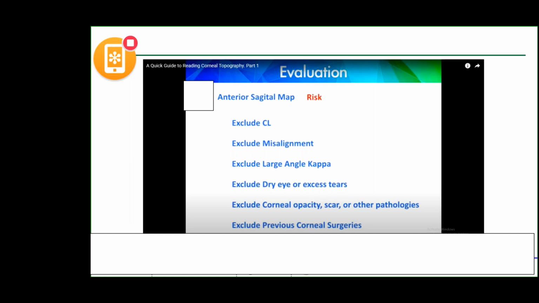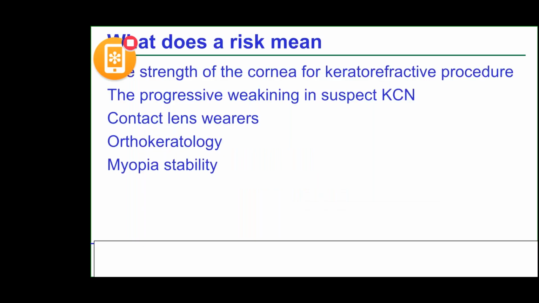You got to exclude dry eyes. You got to exclude corneal scars and other pathologies, and also exclude surgeries. Exclude anything. You got to take a good history. So when we look into the risk, a moderate risk can become a high risk later. A high risk can become full-fledged keratoconus, or a keratoconus can progress and might need cross-linking, or might need an RGP contact lens. So it's very, very important that we keep these data very, very valuable and save them.